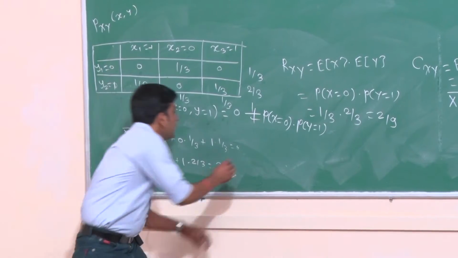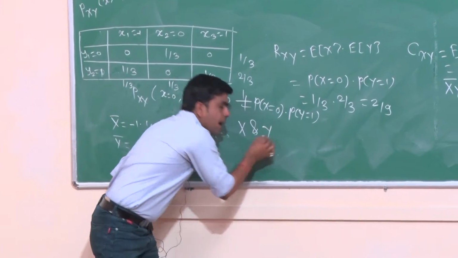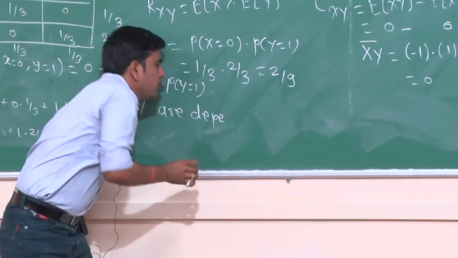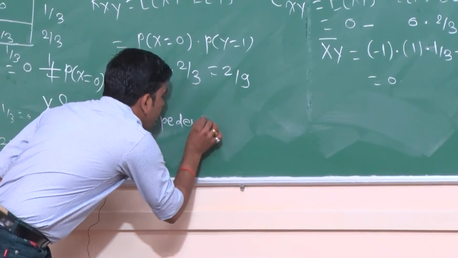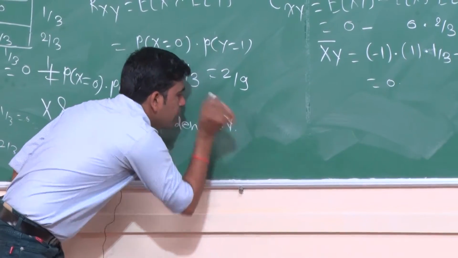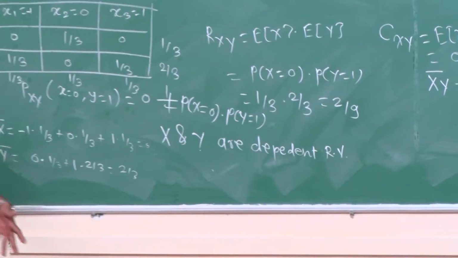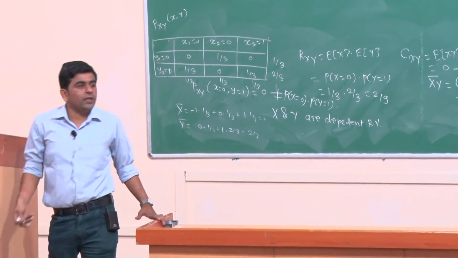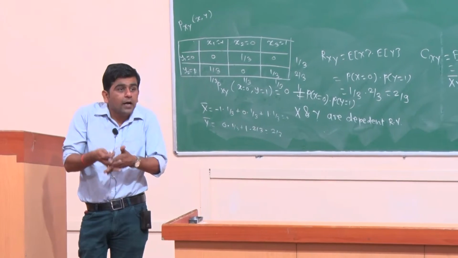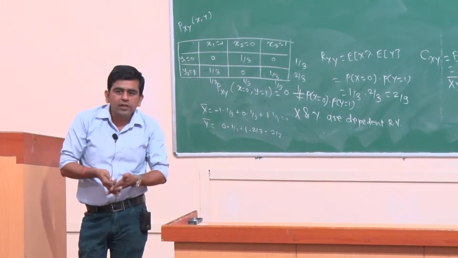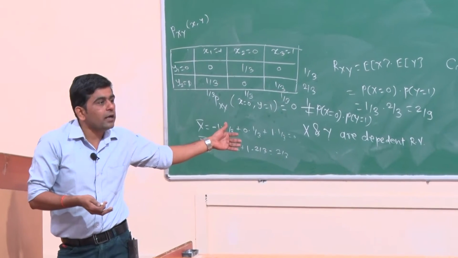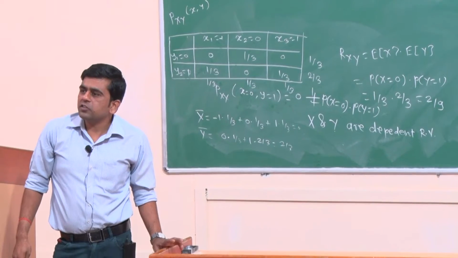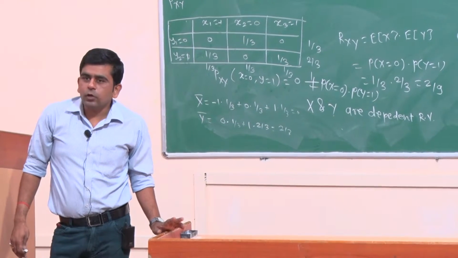So here x and y are dependent random variables. They are dependent to each other. This is the justification for your second statement. When these two random variables are uncorrelated to each other, it is not always true that these two random variables are independent to each other. This is the justification for second statement. Is it clear to all of you?